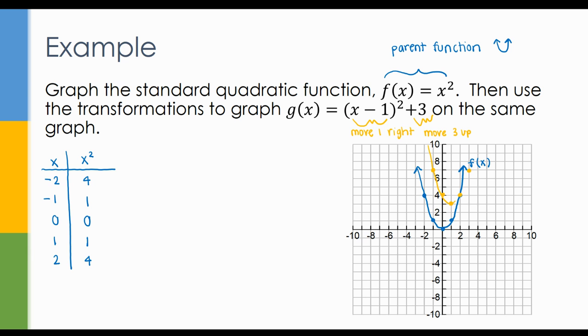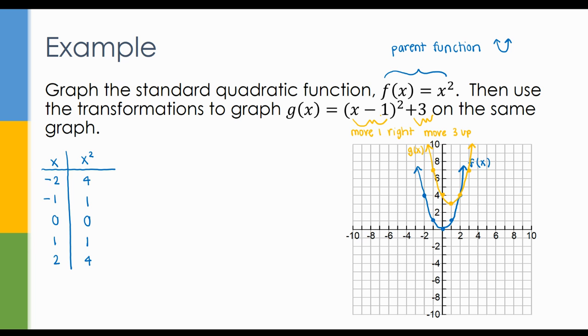So then here is my second graph on the same exact graph. I'm going to label it over here. There's my g of x function. So I have both functions on the same graph clearly labeled. I just want to show you how you would do it with your table.